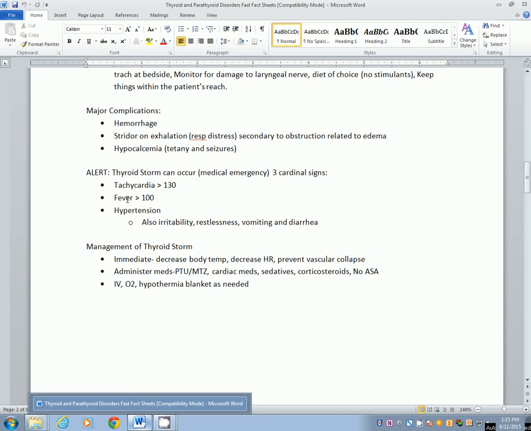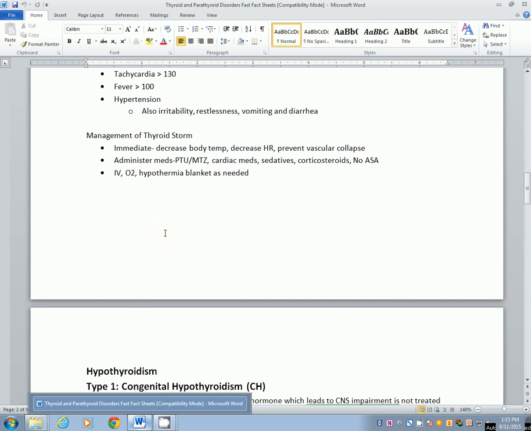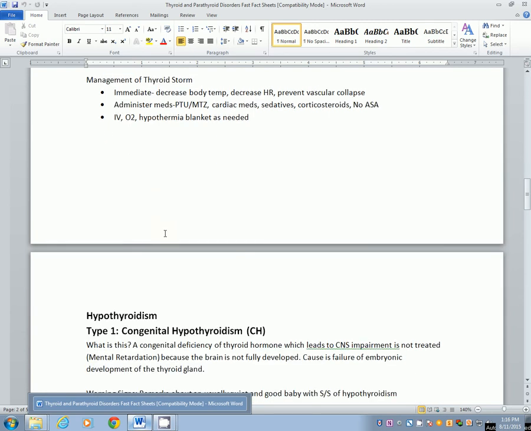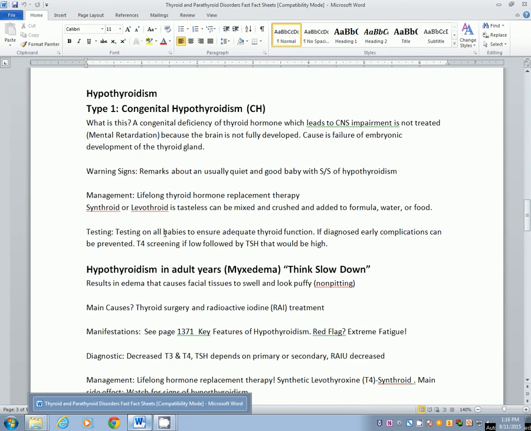Management of a thyroid storm. The immediate management is to decrease body temperature, decrease the heart rate, and prevent collapse. So you want to treat all those major signs and symptoms. Administer meds, the PTU, the MTZ, cardiac meds, sedatives, corticosteroids, and then we don't put them on aspirin because we don't want them to bleed, because it's already highly vascular and they have a bleeding tendency anyways. IV, O2, and a hypothermia blanket are needed to decrease the fever.